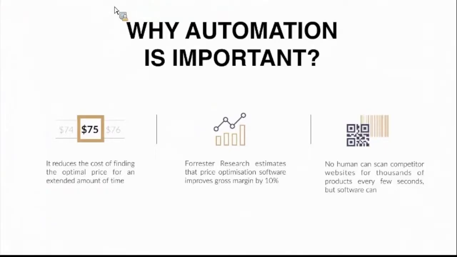Why is automation important? In today's world, everything is optimized. It's these small optimizations that make a huge difference. These optimizations are innumerable and incessant, and automation is clearly the way to go. It reduces the cost of finding the optimal price for your product. Forrester research says that price optimization software improves gross margin by 10%. And to stay competitive, you need to monitor all your competitive products, and that cannot be a manual task. No human can scan competitive websites for thousands of products every few seconds, but software truly can.